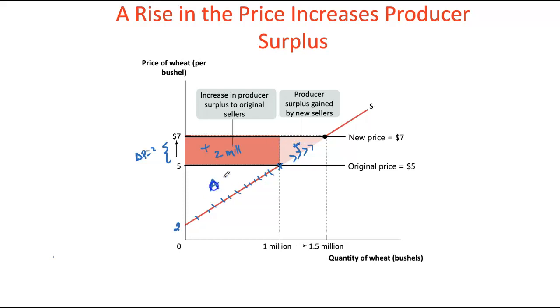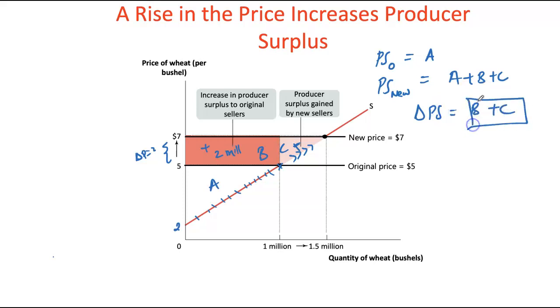If I label these as A, B, C, my original producer surplus at the lower price was just area A, and my new producer surplus as price goes up is A, B, and C, and the change in producer surplus is area B and C both. B is coming from the effect on original sellers, and C is a positive net gain coming from new sellers induced to sell the good at the higher price.